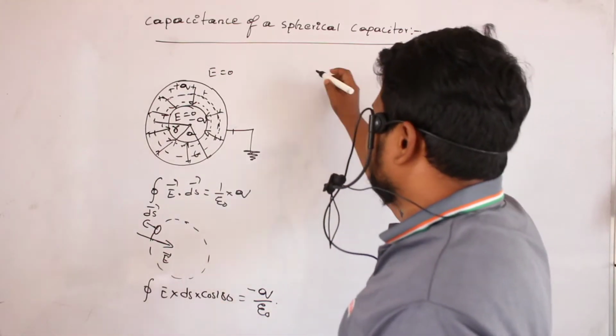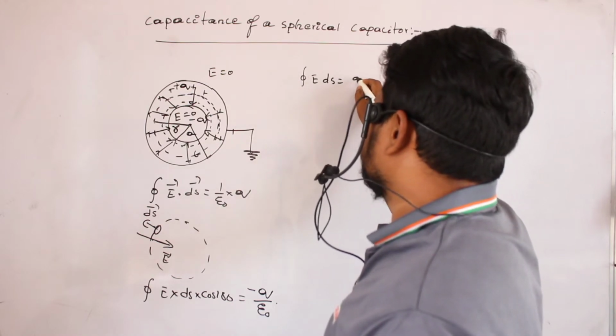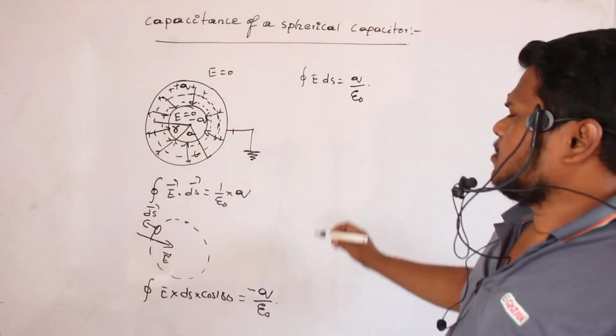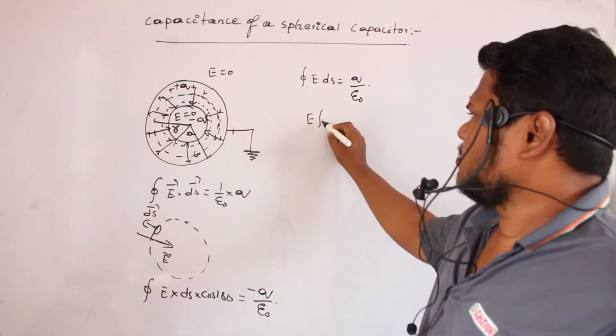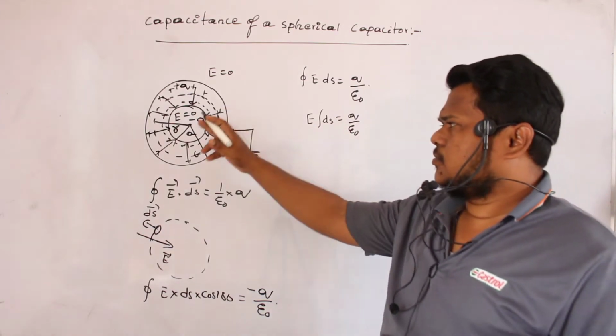So therefore I will write the closed integration of E ds is equals to Q divided by E naught. So I got up to here. E is a constant, take it outside. Integration of ds is equals to Q divided by E naught. Clear? Now what is ds?